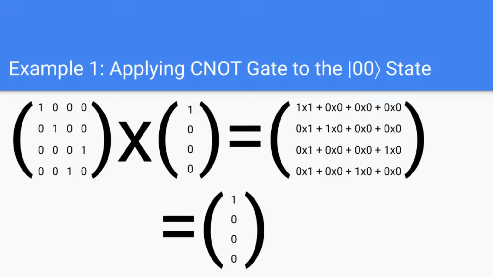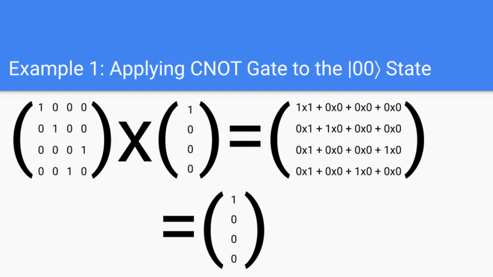So in this first example, let's take a look at what happens when we apply the C0 gate to the 0, 0 state. On the left, we have the C0 gate matrix multiplied by, on the right, the 0, 0 state matrix, which, as I just covered on the last slide, is 1 on the top and then 3 zeros in the remaining 3 positions.